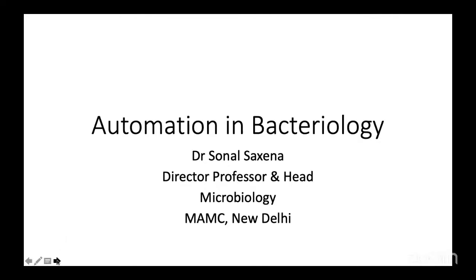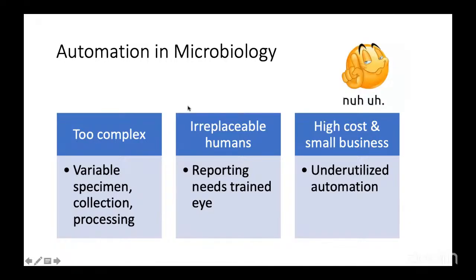So starting with automation in bacteriology, for many years, we believed that automation in bacteriology has no value. We've all seen labs where there are combined biochemistry, pathology, and microbiology, and we've always said, no, no, no, no, we can't automate microbiology. One, because we feel that it's too complex. The samples are very variable. Something comes in a liquid form, something comes in a solid form.